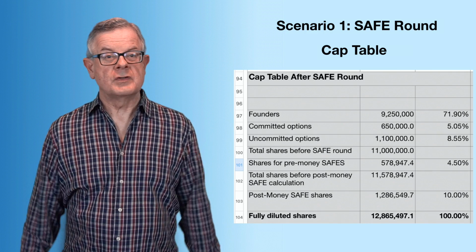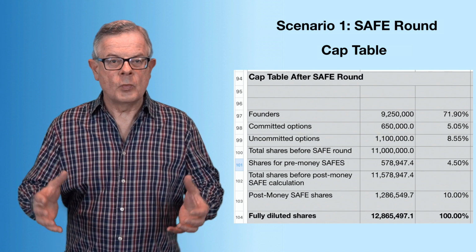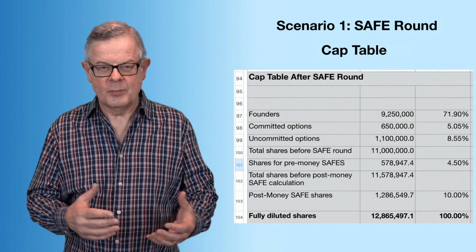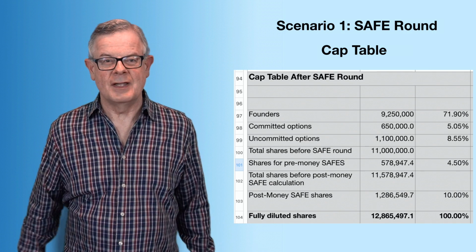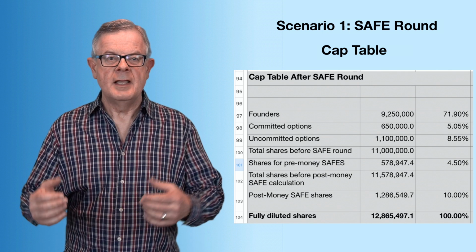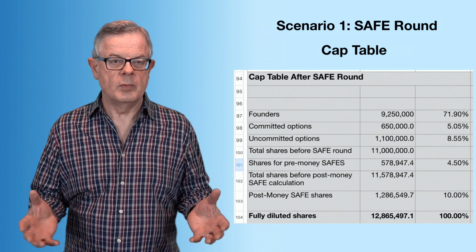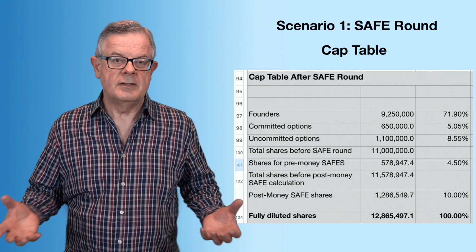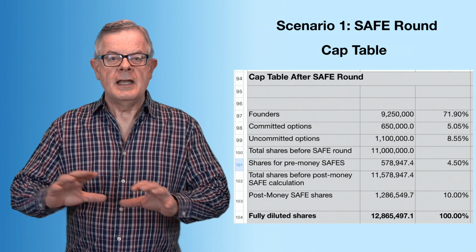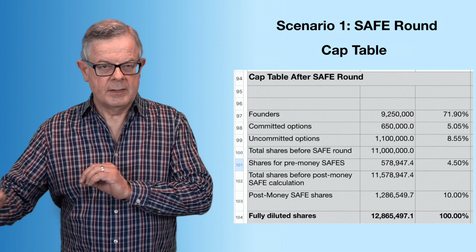So here's what the cap table looks like at the end of the SAFE round, where we're treating the SAFE round really as its own round of investment prior to the Series A. But again, to figure out how that round looked, we did have to figure out the pricing on the Series A first. So we've got the number of shares the founders had, plus the stock they'd already committed, plus the uncommitted options gives us our 11 million fully diluted number of shares. And then we calculated just over 578,000 shares for the pre-money SAFEs, not taking the pro rata right into account, because that comes later in the Series A.